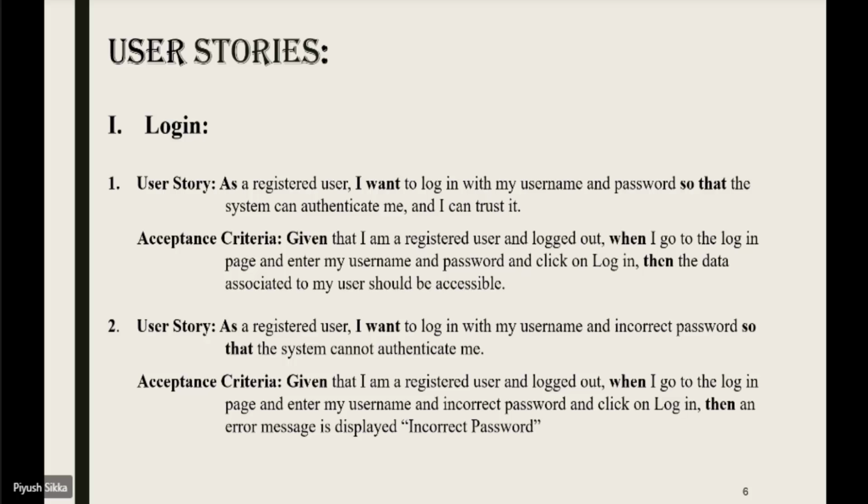The second user story is, as a registered user, I want to log in with my username and incorrect password so that the system cannot authenticate me. Acceptance criteria: given that I am a registered user and logged out, when I go to the login page and enter my username and incorrect password and click on login, then the error message will display as incorrect password.